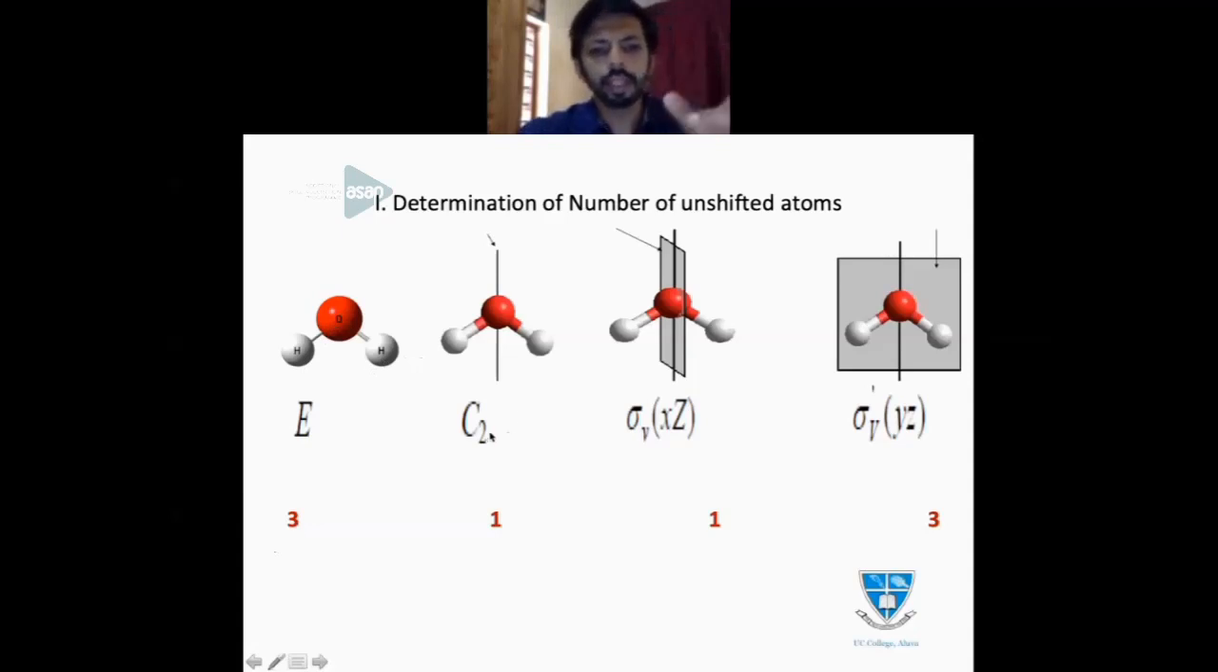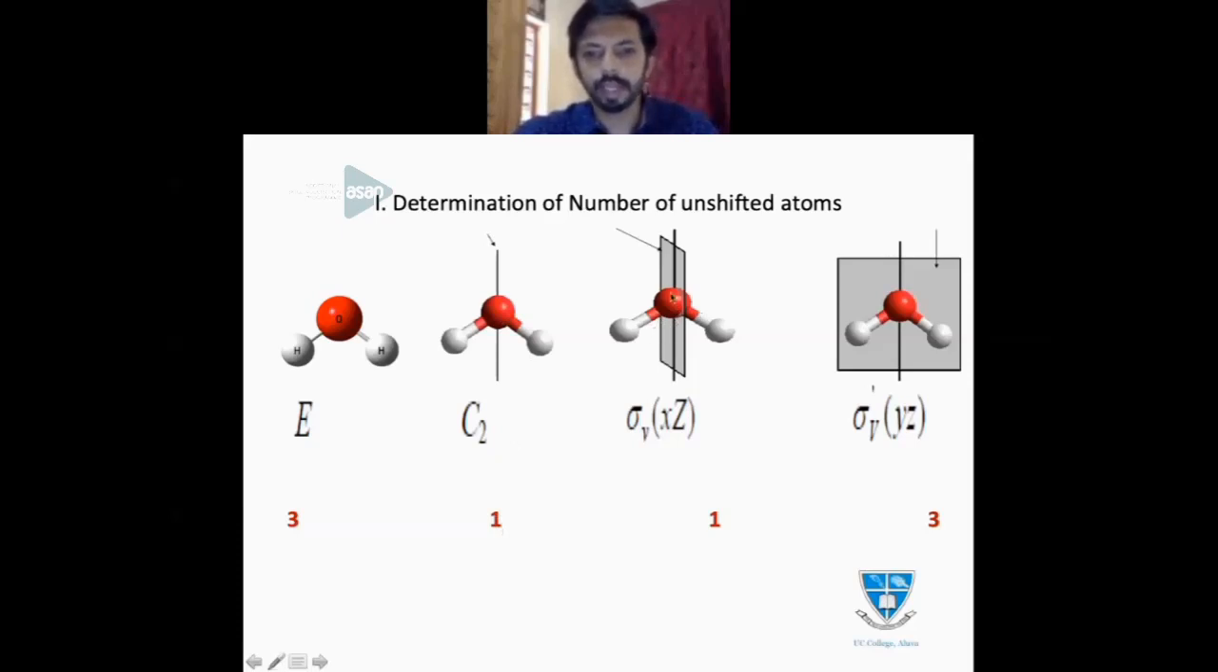Then for the C2 symmetry element, we are rotating along this axis. When we rotate about this axis, we can see that the hydrogen atoms are shifting. The only unshifted atom is the oxygen atom, so the number of unshifted atoms is only 1. Then we next move to the sigma V.